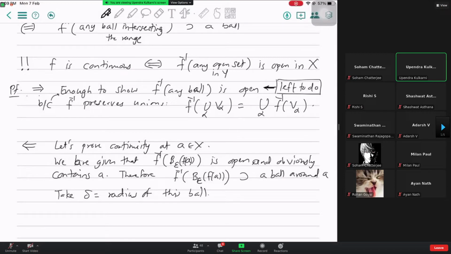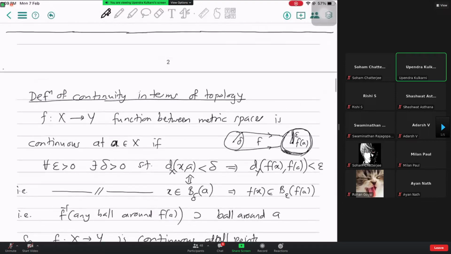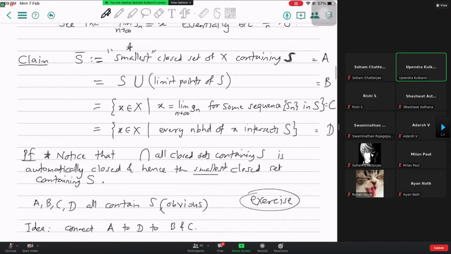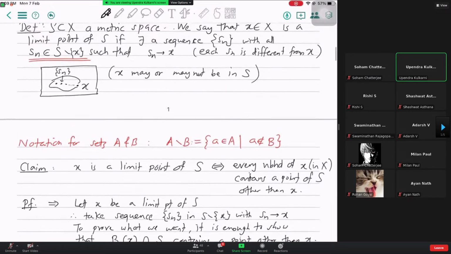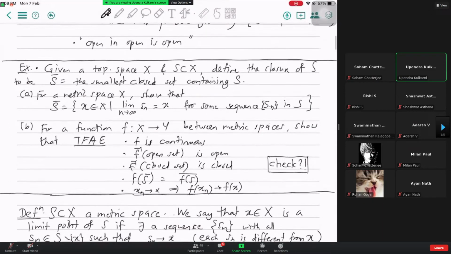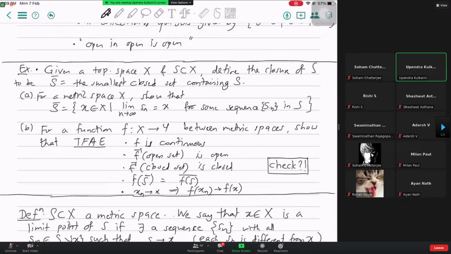We have to finish the forward direction and the various characterizations of closure that I have written over here. I'm asking you to do that, and the exercise that I have given over here earlier. So you see, part A of the exercise is subsumed in the various characterizations of the closure. And part B of the exercise we will also discuss next time.